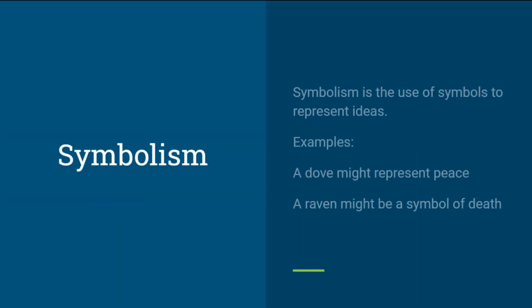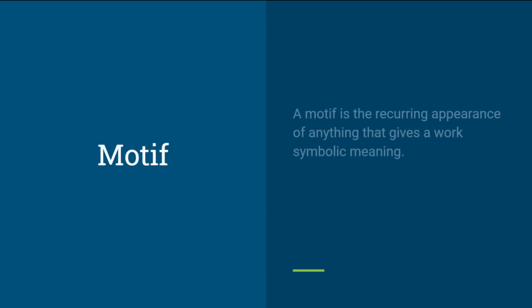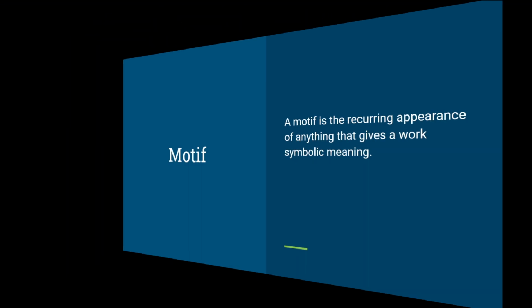Symbolism. Symbolism is the use of symbols to represent ideas. A dove might represent peace. A raven might be a symbol of death. Motif. A motif is a recurring appearance of anything that gives a work symbolic meaning.